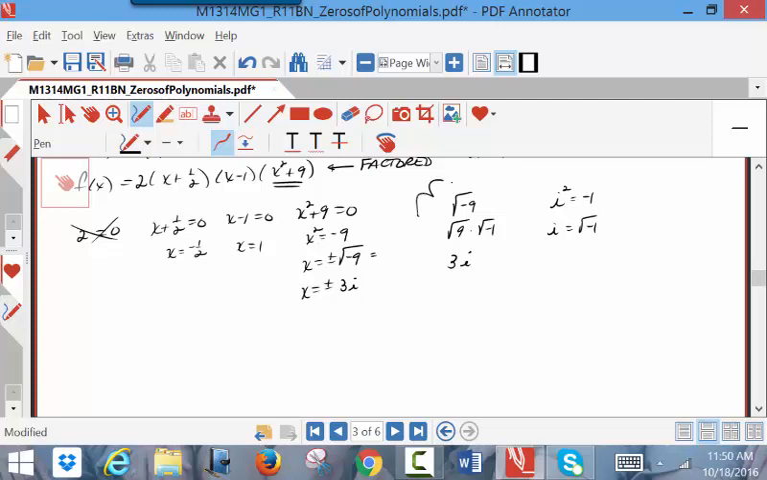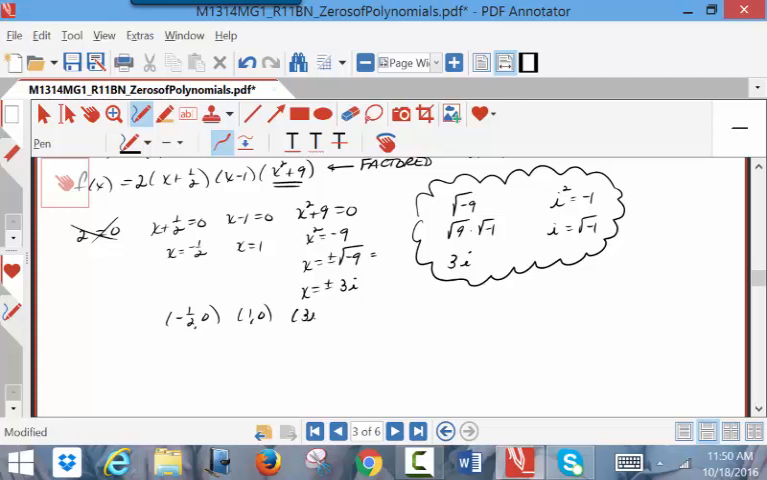Okay, so this is all when they throw you into the world of imaginary numbers, that's where it's coming from. So when they ask for the zeros, you're going to have negative 1/2, 0, 1, 0, and then you're going to have 3i, 0 and negative 3i, 0. You have 4 zeros to this polynomial. It was a 4th degree polynomial, and so you will have 4 zeros. Now, at this point, 2 of them are true x-intercepts.